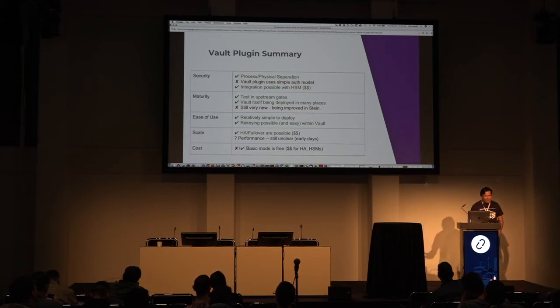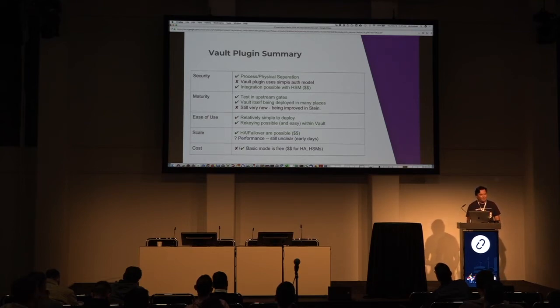Vault, one of the key things about Vault is that they make it really easy to deploy, and very easy to do things like rekeying and so on and so forth. They do have a chain failover, but I believe that also costs money potentially. And again, performance we don't really know yet because it's still new. I've heard of people using and testing it out, and we'll see. Basic mode is free. Money for HSMs and probably the HA.